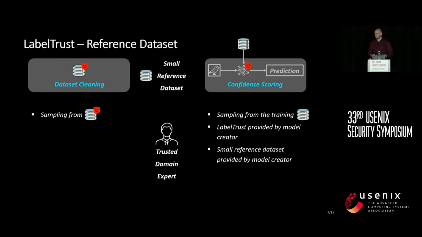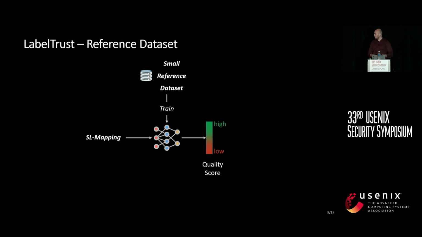If we don't have access to any data, we can just observe the input and the output of the model during production and use these sample label mappings, give them to the domain expert, and with those mappings feed the reference dataset. So we always have access to those. And we then use the small reference dataset to train a model that can essentially answer the question if an SL mapping is reliable or not. So you feed it with an SL mapping and get a quality score.